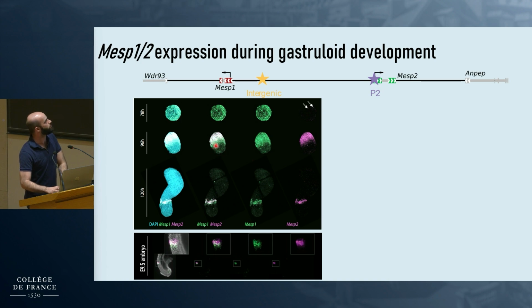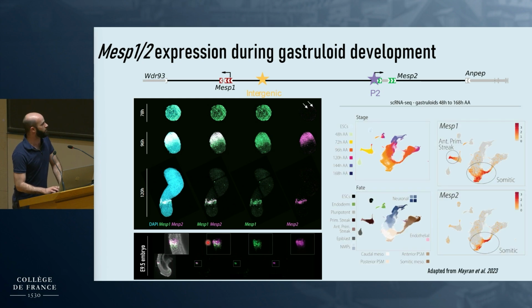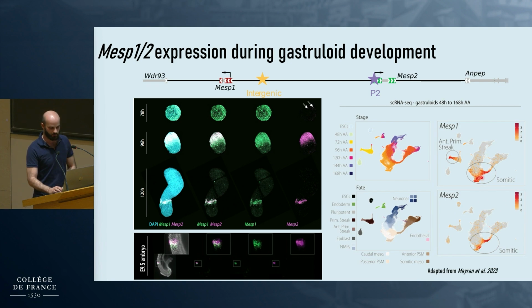And you can see that the patterns don't fully overlap. You have MESP1 that is expressed in a slightly broader domain, and this is something that we see as well when we look at it in an embryo. In terms of which tissue it is, it corresponds to exactly the same tissues as you would see in the embryo. So the anterior primitive streak regions express MESP1 but not MESP2, and the somitic tissue express both MESP1 and MESP2. So the behavior is very similar to what we would get in an embryo.